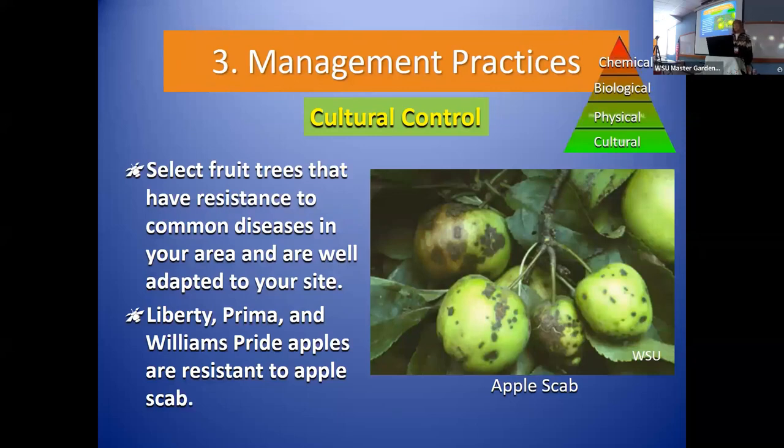Also, just as Jeannie and Andrew mentioned, select fruit trees that have resistance to common diseases. These are all part of cultural controls. You want to pick trees that are well adapted to your site. And as Jeannie mentioned, for apple scab, Liberty, Premium, Williams Pride are just a few examples of trees that are resistant to apple scab.